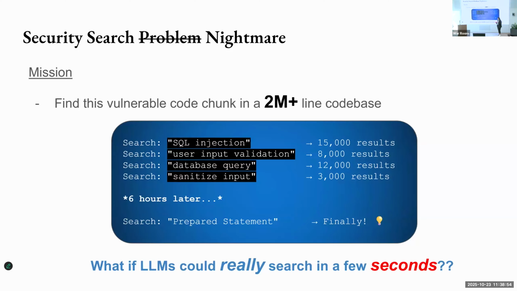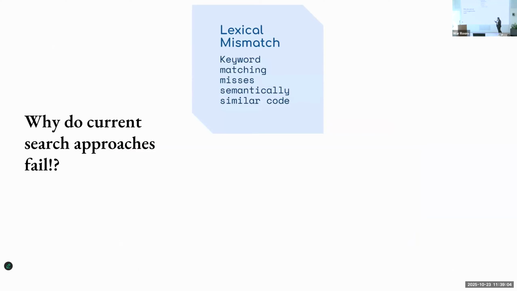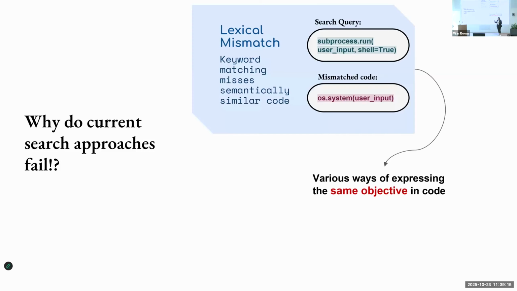Now, what if I could tell you that LLMs could search in just a few seconds, right? Let's see what the current approaches say. First of all, the problem with a lot of these methods is lexical mismatch. What I mean by this is that not all code fits the same way. Writing and executing code have different kinds of logical formats, and what you're trying to say may not be represented in the same format.